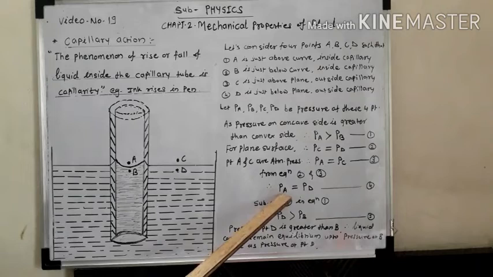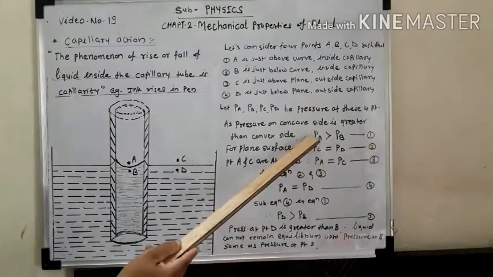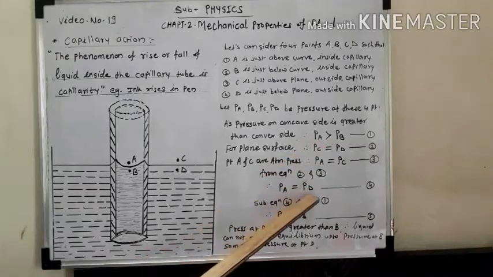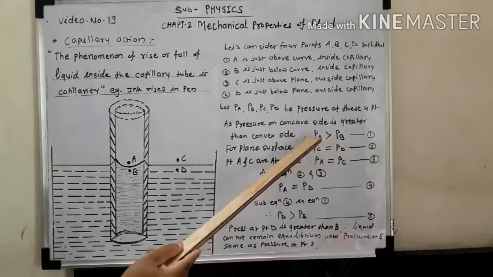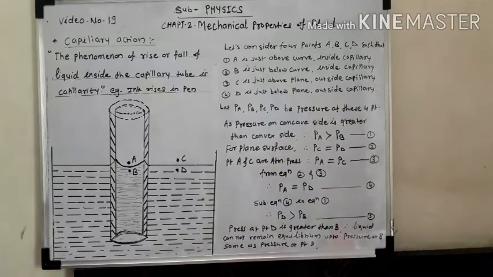We can substitute this PA is equal to PD, which is equation 4, in equation number 1. Instead of PA, we can write PD, so PD is greater than PB. Now see in the figure, the pressure at point D is greater than the pressure at point B.